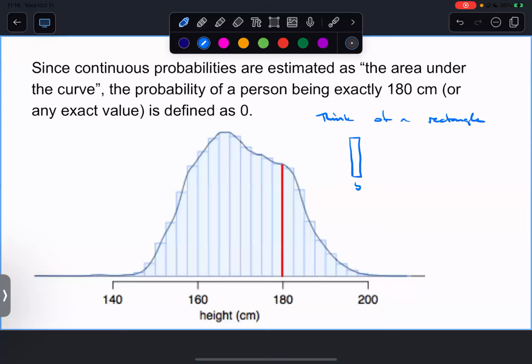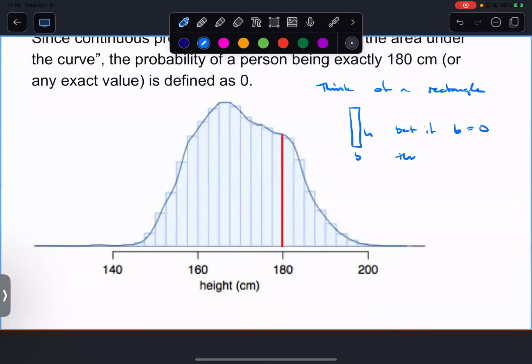All right, the base times the height. But if b is equal to 0, the area is also 0. And the area under the curve is the probability, so the probability of a single thing is 0. Fun.